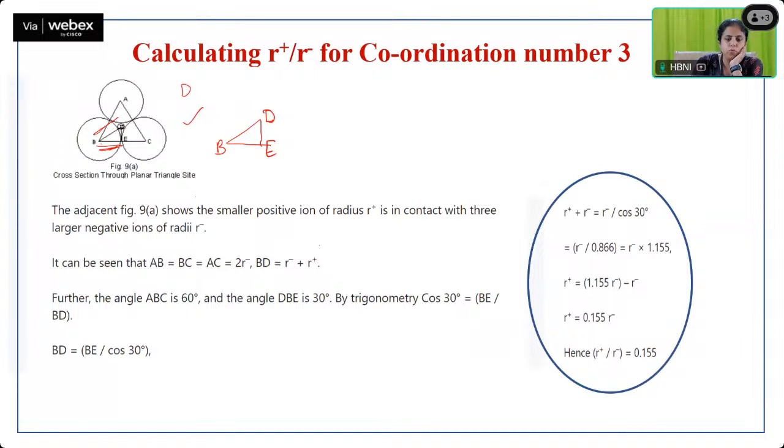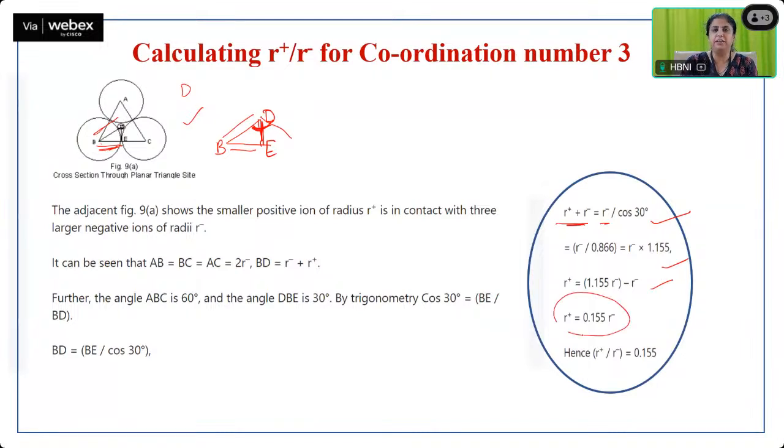I can use Pythagoras, this square is equal to this square plus this square. And this angle, of course, is 30 degrees, because this entire angle is 60 degrees and this is bisecting. So cos of 30 will be equal to BE by BD. By trigonometry, you do this. Now, what is your BD? BD, we say, is R plus plus R minus, and BE is R minus. So R plus plus R minus is R minus by cos 30. You keep putting in the values.